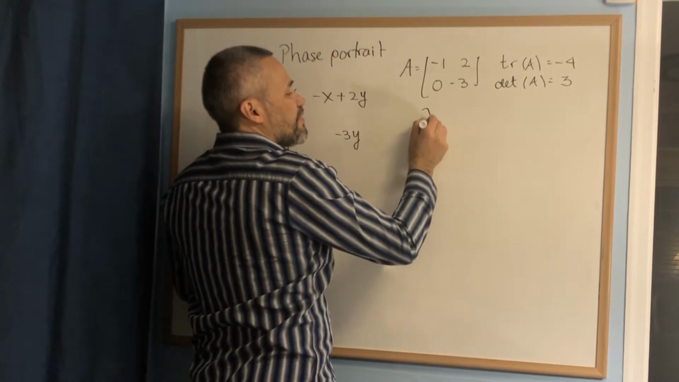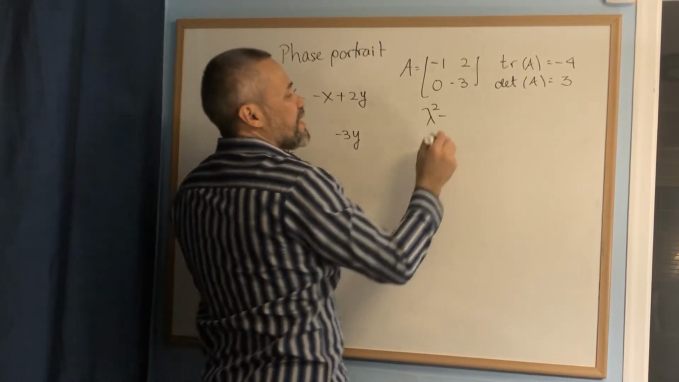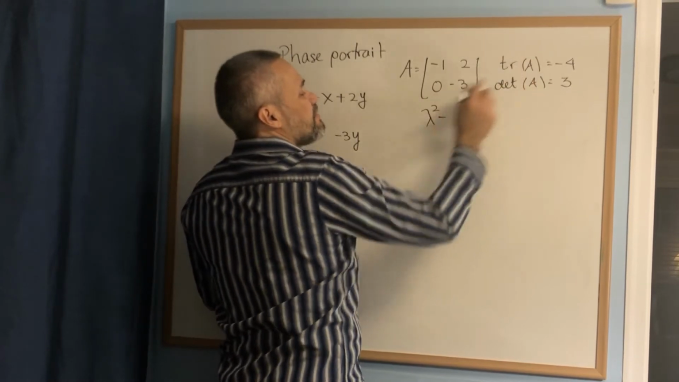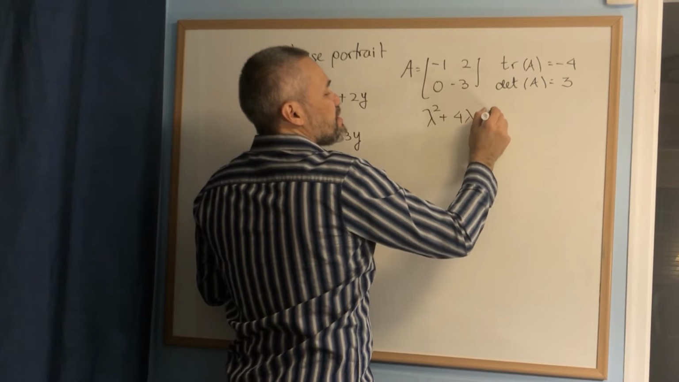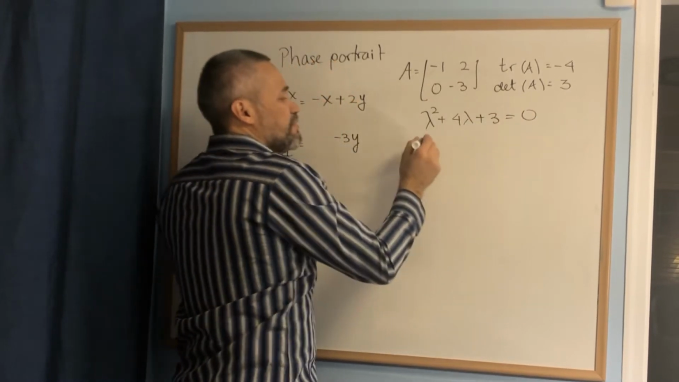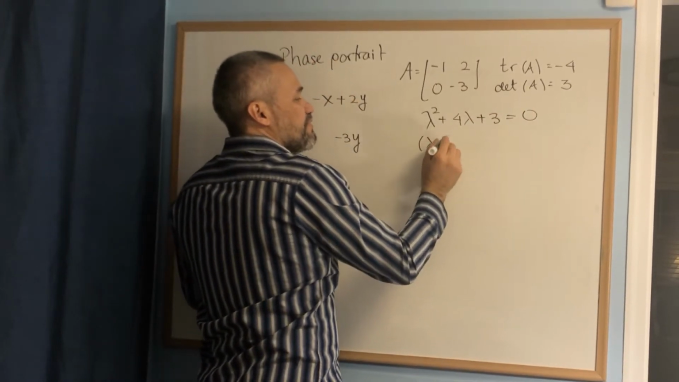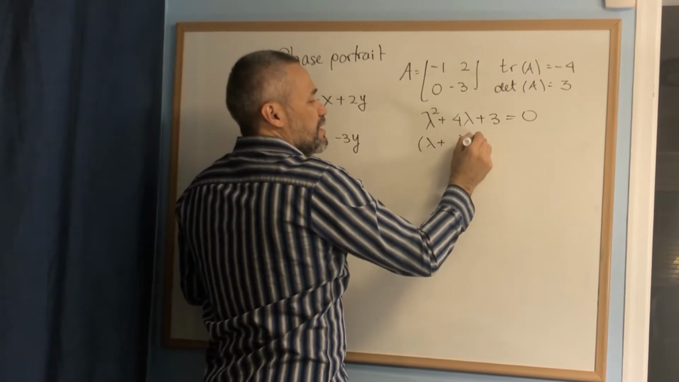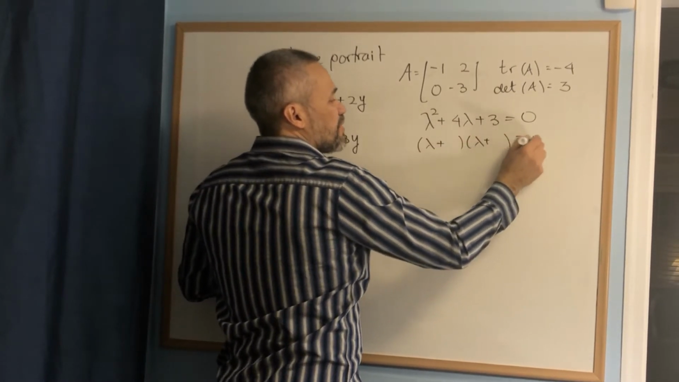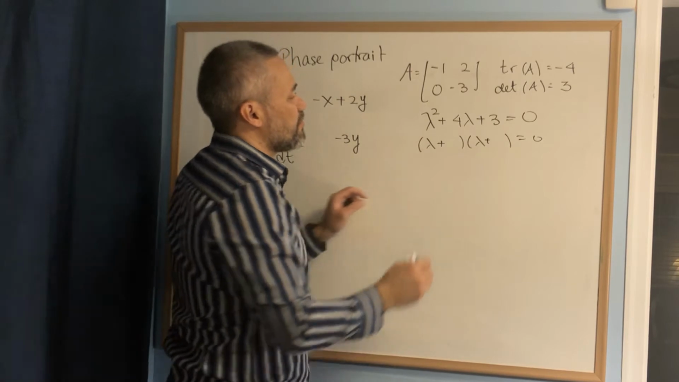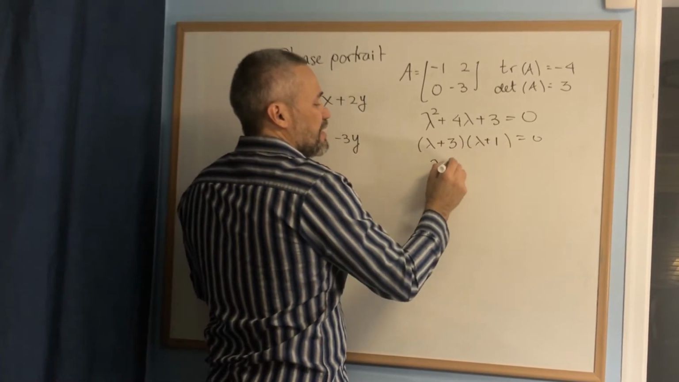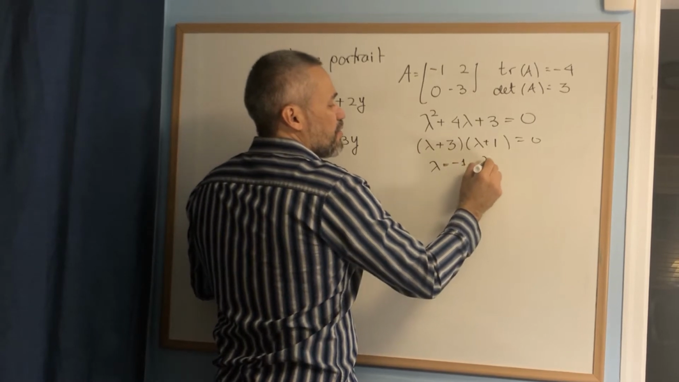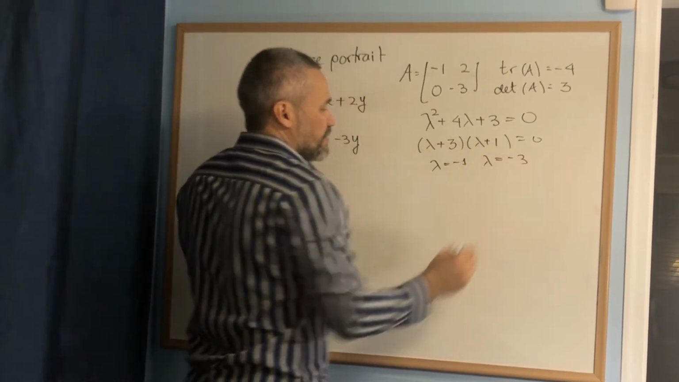Then the characteristic equation is lambda squared minus the trace, which is minus negative 4, so plus 4 lambda, plus the determinant, plus 3, equals 0. We can solve this by factoring, and this time the numbers are 3 and 1. That means that lambda is either -1 or lambda is equal to -3.